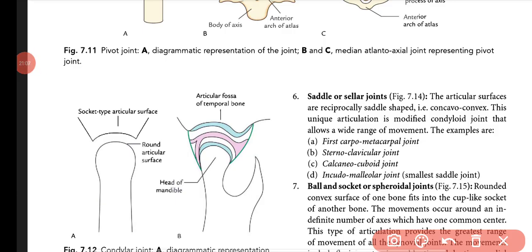Next one is number 6, saddle joint. The articular surfaces are reciprocally saddle shaped, or concavo-convex shaped. This unique articulation is a modified condylar joint that allows a wide range of movement. Examples, most important here: the first carpometacarpal joint is the saddle joint. Next, the sternoclavicular joint, and the calcaneocuboid joint, and the incudomalleolar joint is the smallest saddle joint.